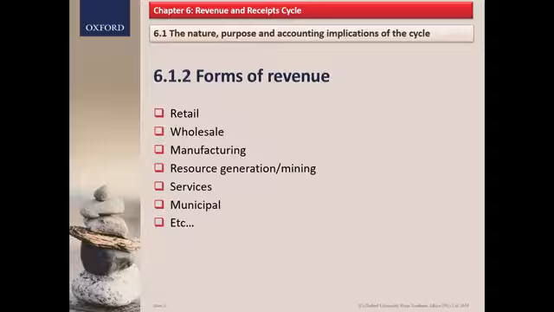Those negotiations form part of the university's internal control to ensure that they collect their revenue, and that debtors are not written off as bad when they are still alive and studying at that university. Right, those are the forms of revenue that one may get from different companies.